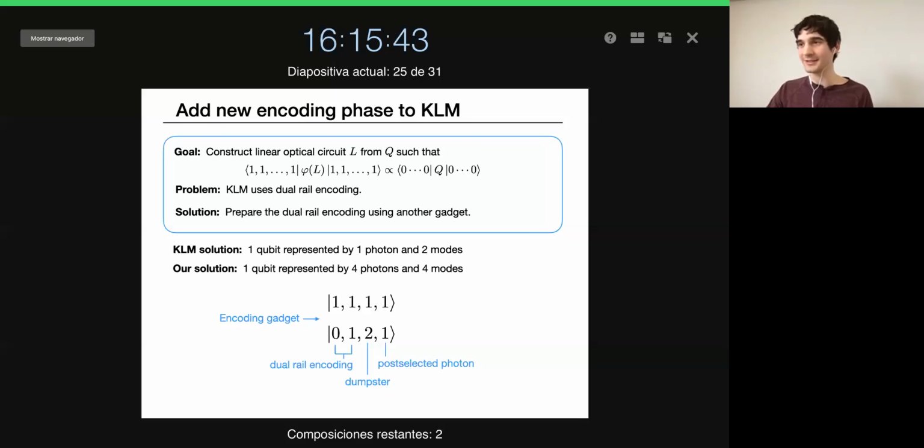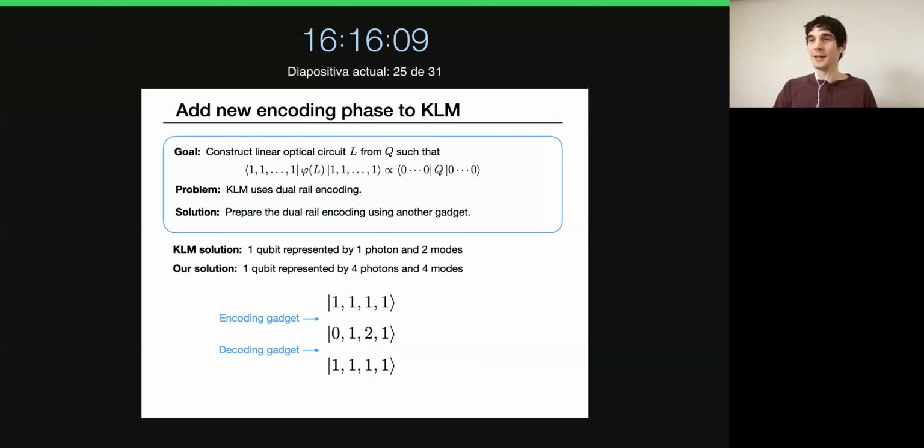So this 4th mode exists so that we can use it to post-select the fact that this encoding gadget is going to work. But after we've done this post-selection, the first 2 modes will be in this dual rail encoded state. So after that step, we can just apply the KLM theorem in its black box form and do everything that they're doing. And then at the end of the computation, we can apply a decoding gadget to reset the state back to the all 1 state.